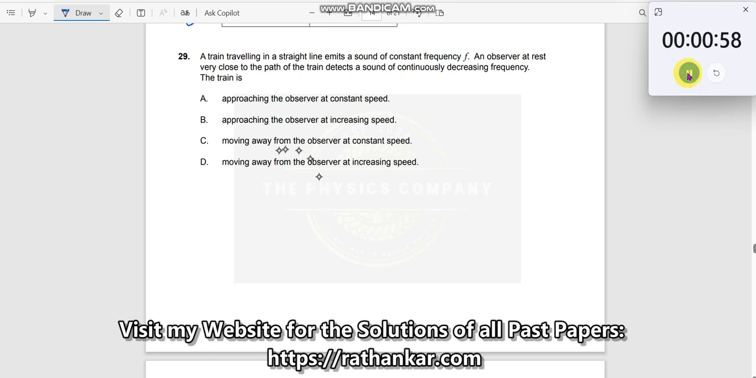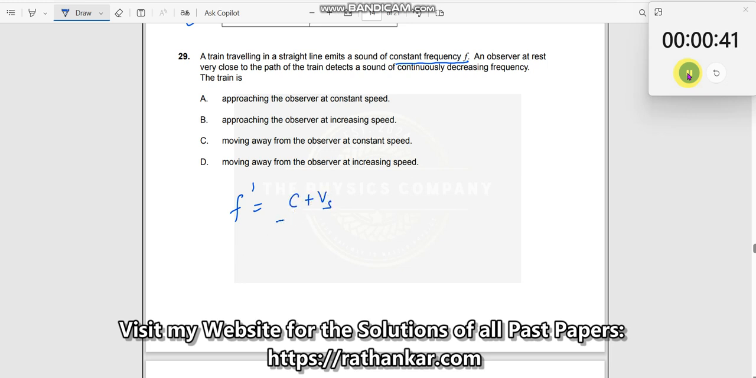Question number 29. A train traveling in a straight line emits a sound of constant frequency f. So whenever there is a problem on frequency, relative motion and so on, first write down the equation for Doppler effect. What is the equation for Doppler effect? The apparent frequency is equal to (C plus V source) divided by (C minus V observer), multiplied by the real frequency. This is the formula whether the observer is moving away, nearby, whatever it is, you can use this formula with appropriate sign notation.